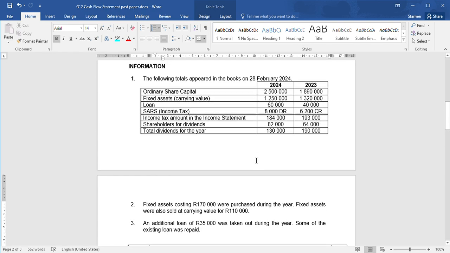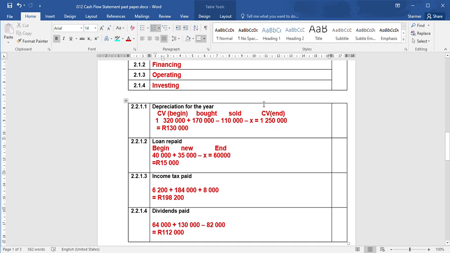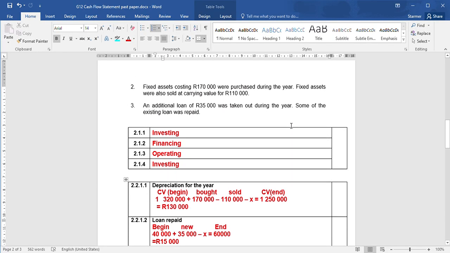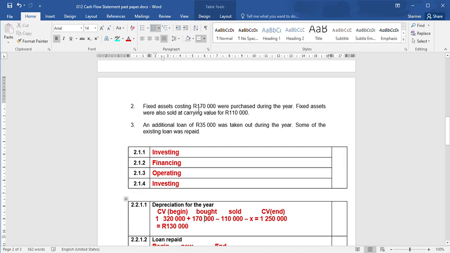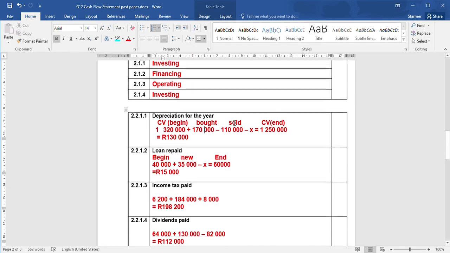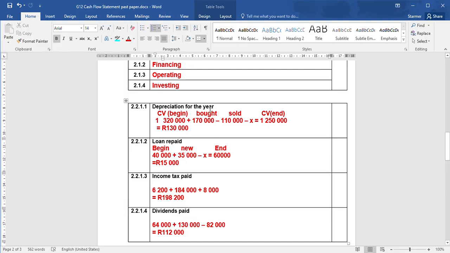So if you have a look above here, the carrying value at the beginning of the year was 1320, and at the end of the year it was 1250. So you can fill those in. 1320 at the beginning, 1250 at the end. They then tell you that fixed assets were purchased and some fixed assets were sold. If you buy fixed assets, that's going to increase your carrying value, so you're going to add the 170. If you sell fixed assets, that will decrease your carrying value, so you subtract anything you've sold. And now it's simply a matter of solving for X and getting 130,000.